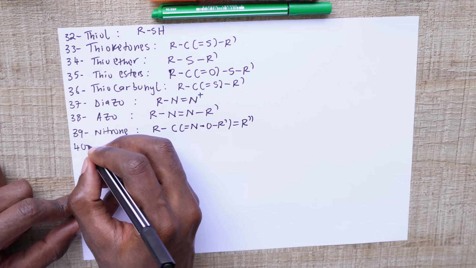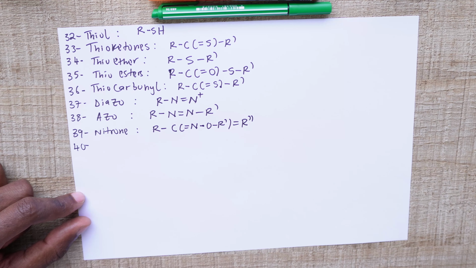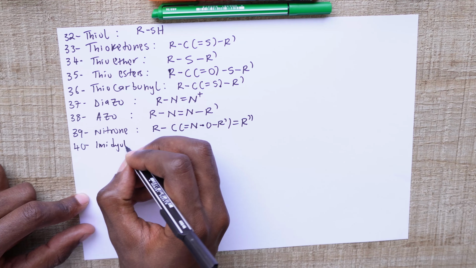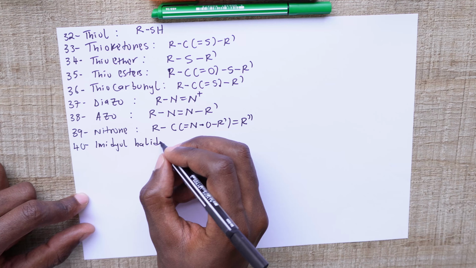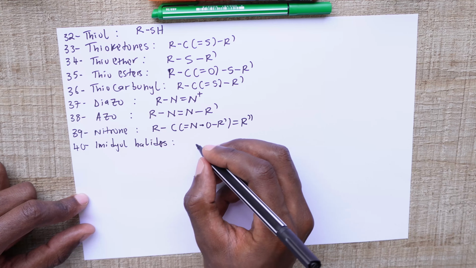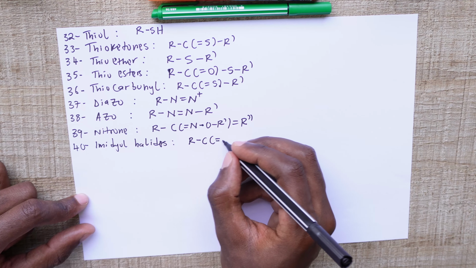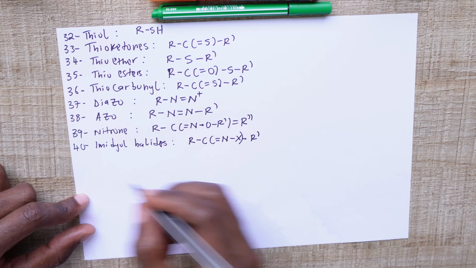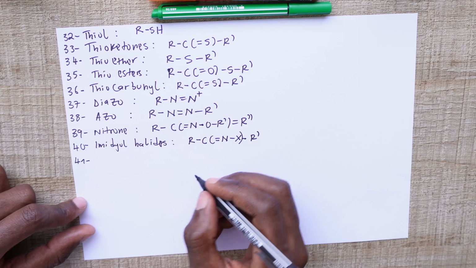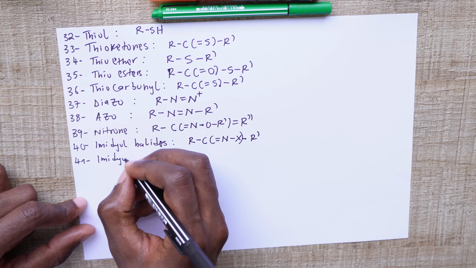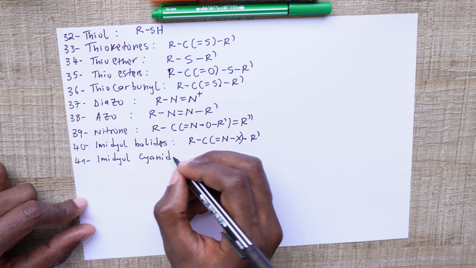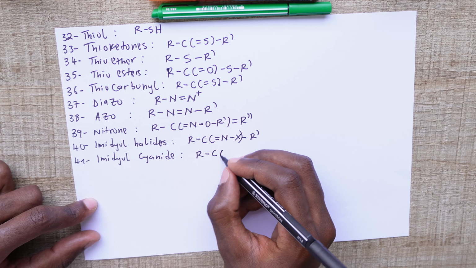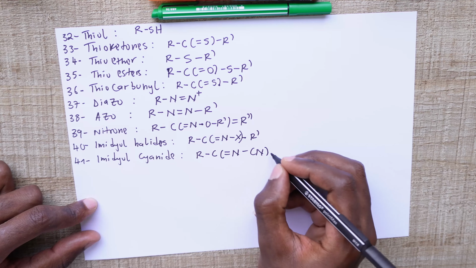Alright, you have in the 40th position the imidol halides. Hope I'm pronouncing that well. That's R, C, N, X, R prime. Okay, like that. Then 41, you have the imidyl cyanides, which have as functional group R, C, NCN, R prime.